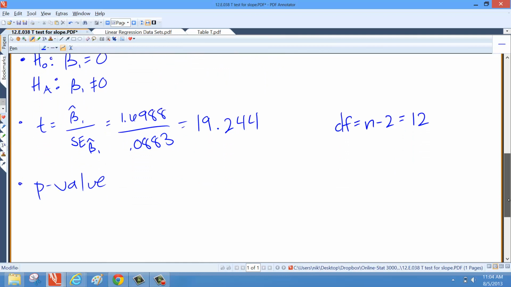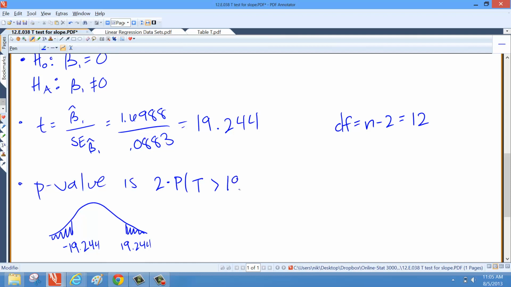To do this, we use our tricks from previous units. If I have a not equal to alternative hypothesis, I'm interested in the area in both tails. So if my test statistic is 19.244, I want the area in the right tail, and I also want the area to the left of negative 19.244. So my p-value is 2 times the probability that I get a t-value greater than 19.244. Notice I also have, again, 12 degrees of freedom.